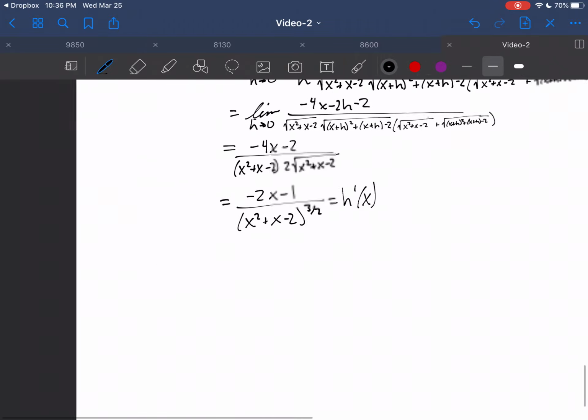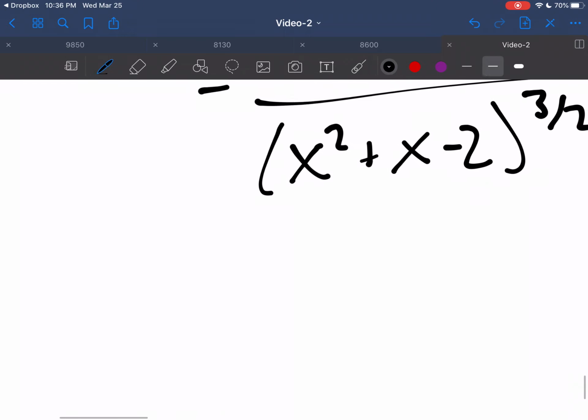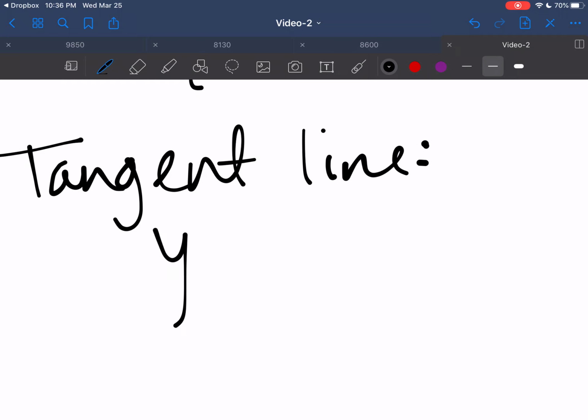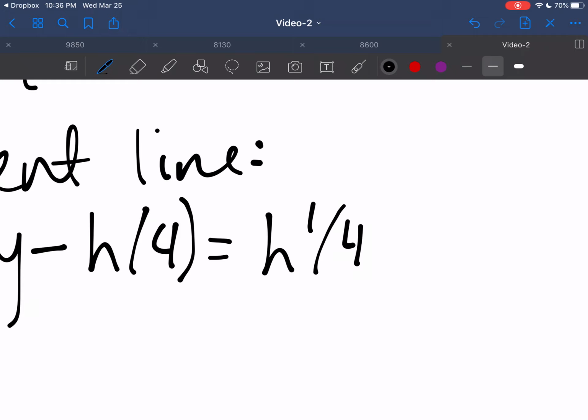Okay, now that we have that, do I have enough room? Yeah. Okay, so now we can find the tangent line. Same way we were doing before. So in this case, it'll be y minus h of 4 equal to h prime of 4 times x minus 4.